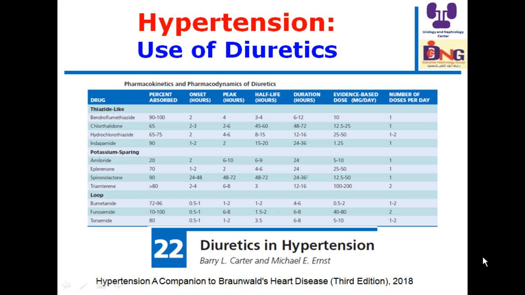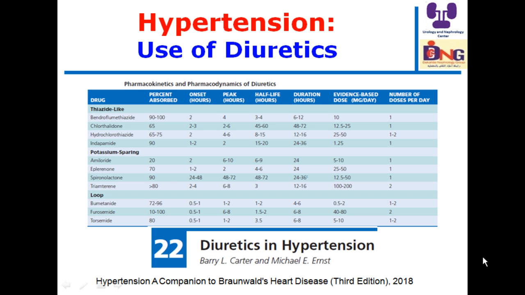Torsemide has some aldosterone reducing effect, so it causes this kaliuresis. So keep this in mind when we select loop diuretics, it's very important because diuretic is an important step in management of hypertension.